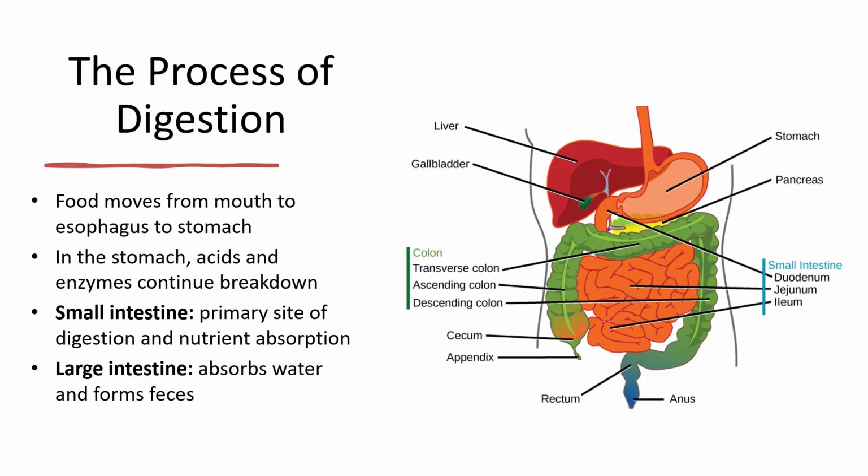From the mouth, food moves down the esophagus to the stomach, where acids and enzymes continue the breakdown process. The small intestine is the main site of digestion and nutrient absorption. The large intestine absorbs water and forms feces, preparing waste for elimination.